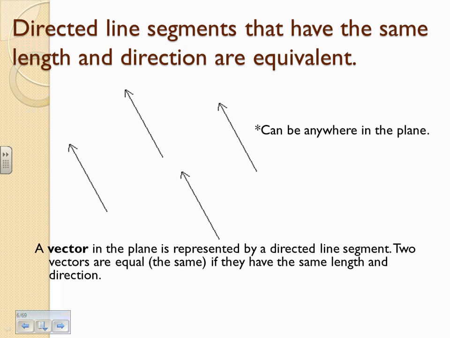Directed line segments that have the same length and the same direction are going to be equivalent. In this case, you can see all of these have the same length, and they're all parallel to each other, going the same direction. Anyway, those are all equivalent. So tell your group members what 2 things you have to do to be equivalent vectors.